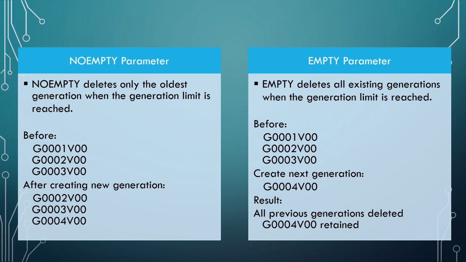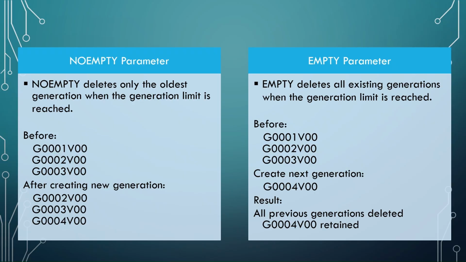This creates a rolling history of datasets. This is the most common behavior used in production systems. Next comes the empty parameter. Empty deletes all existing generations when the generation limit is reached.